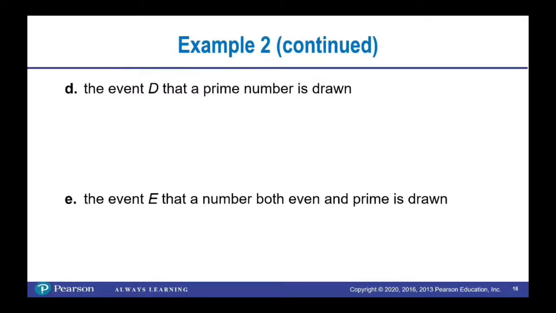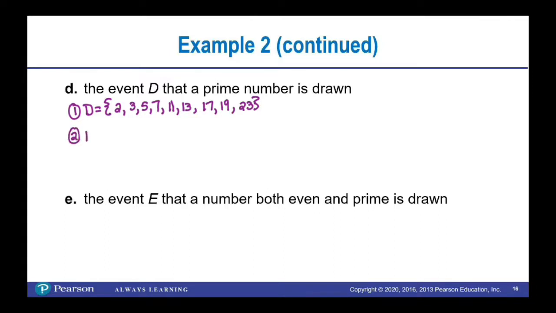In part D, we want the probability that a prime number is drawn. Again, the first thing that I'm going to do is list all of our prime numbers. Now remember, a prime number is a number that has no factors other than 1 and itself. So from the whole numbers from 1 to 25, our prime numbers would be 2, 3, 5, 7, 11, 13, 17, 19, and 23.